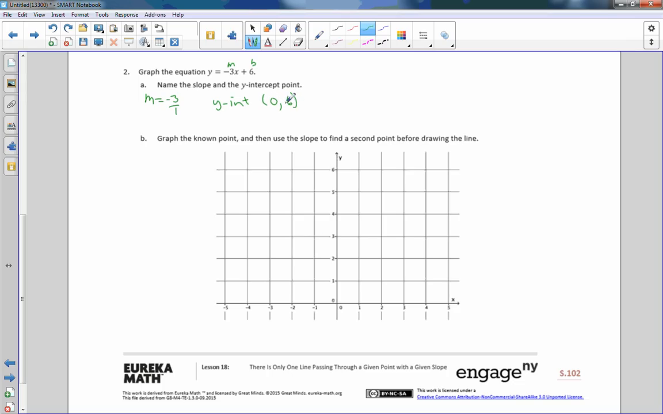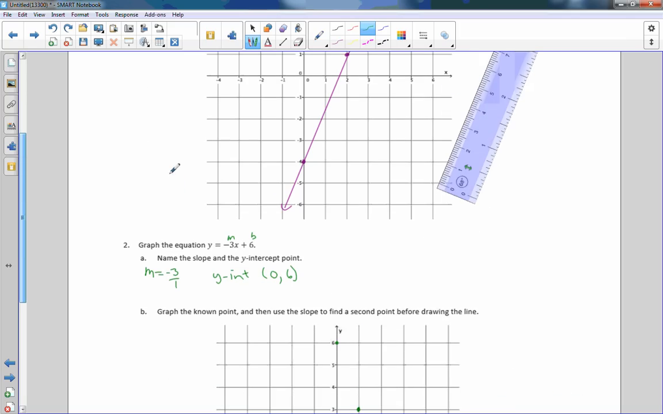That's my starting point. So I put a dot at 6 on the y-axis, and then I go down 3, right 1. 1, 2, 3, right 1. And I could do that again, 1, 2, 3, right 1. And you can actually do it forever if you have the graph big enough, set up properly so you can see more points. You can just keep going and going.